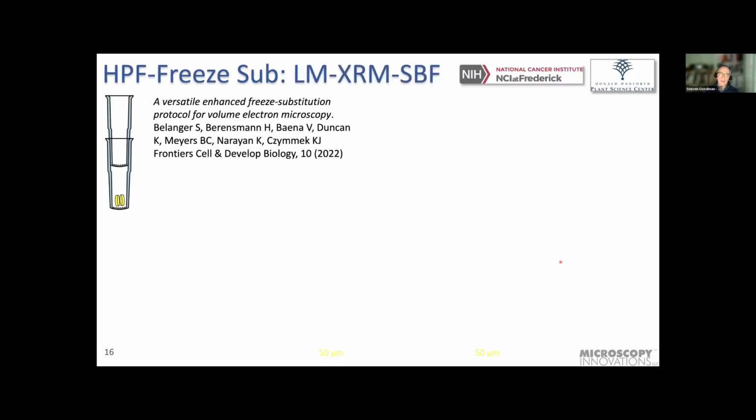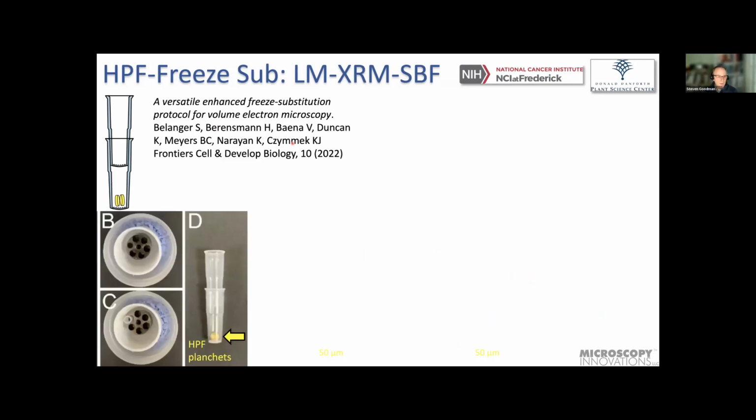Another application that was quite novel and somewhat MacGyverish as well came out of Kurt Simick's work at the Donald Danforth Center, and they did cryo high-pressure freezing and freeze substitution in the capsules. Here diagrammatically, the planchettes are shown, and they do light microscopy, X-ray microscopy, and serial block face. So this comes from their paper.